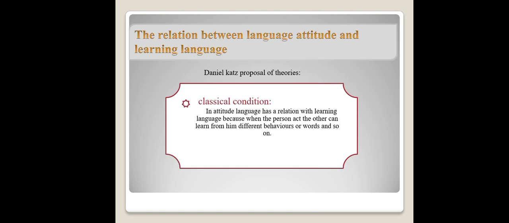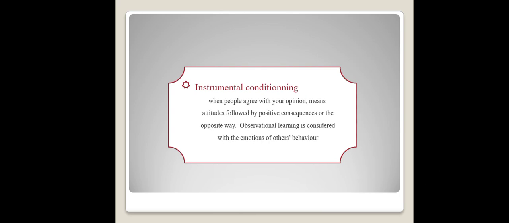For example, a child learns to respond to his parents with similar emotional reactions. In this case, the similarities are in attitude, topic, and parental emotions. The second one is instrumental conditioning. In instrumental conditioning, when people agree with your opinion, it means attitudes are followed by positive consequences, or the opposite. Observational learning is concerned with the emotions of others' behavior. For example, when a child sees his mother kicking cats, he may repeat it again and again.